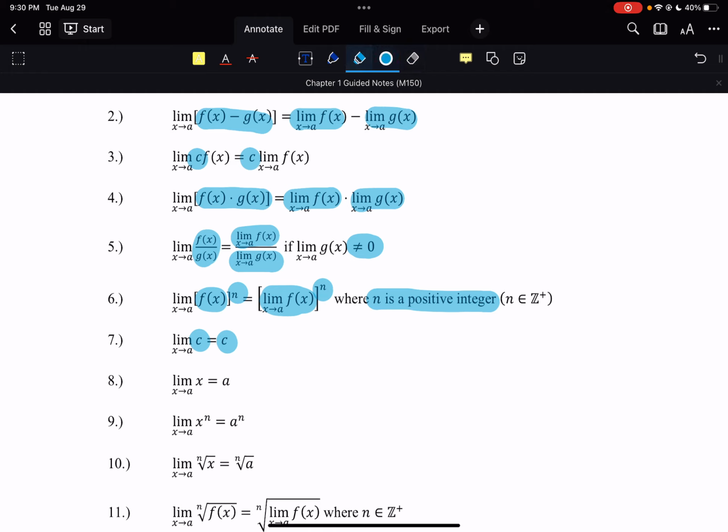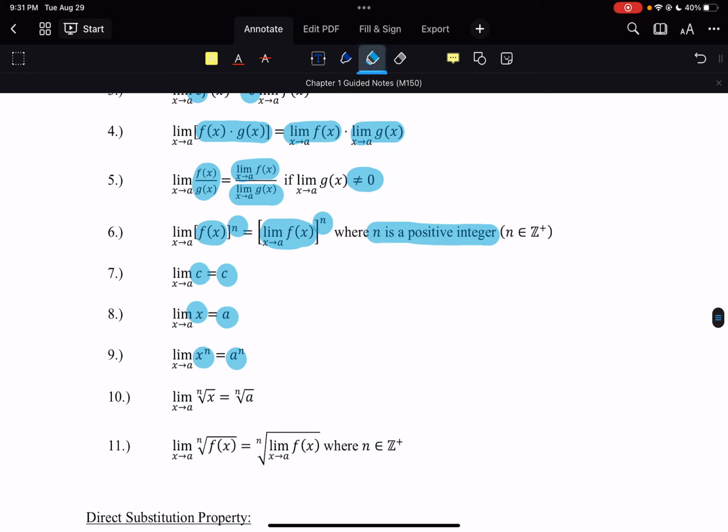Limit of x as x approaches a. Well, if x is approaching a, then the limit of x is a. So limit of x is a. Now combining this property and this property, the limit as x approaches a of x to the n: the limit of x is a, and then just raise it to the nth power. So x to the n is approaching a to the n.